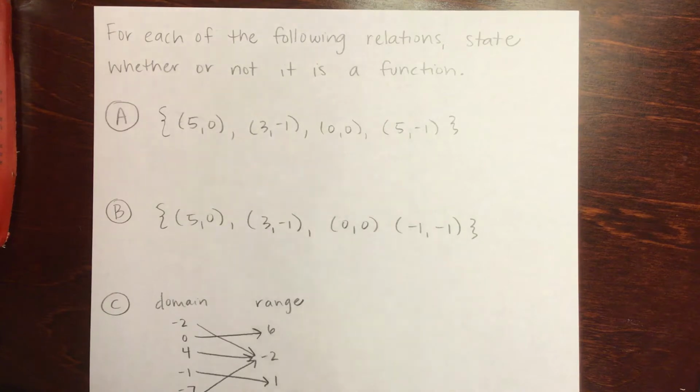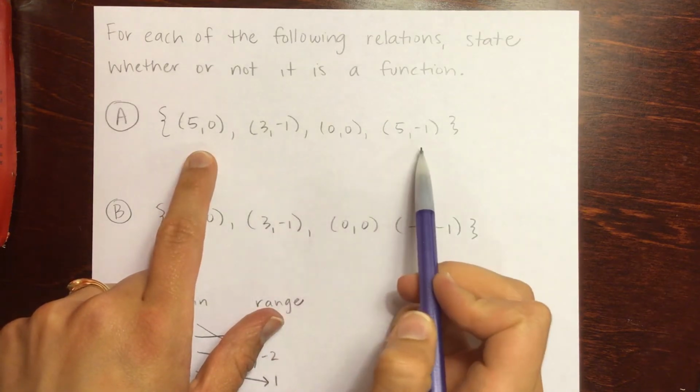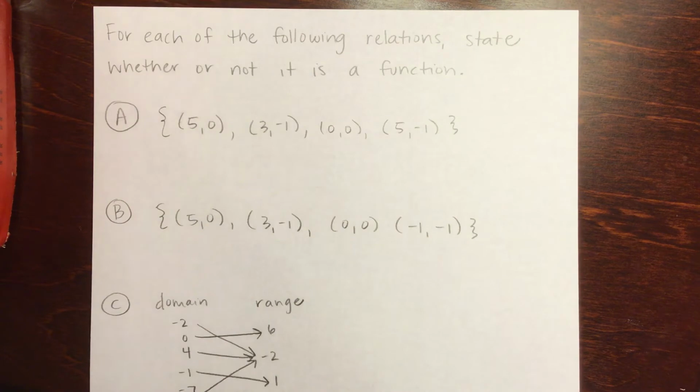Example A is a bunch of coordinate points. I've given you 4 coordinate points, and you just have to tell me whether this would create a function or not. Do not plot these and connect the dots or anything. They are 4 distinct coordinate points. It doesn't make a nice, pretty, smooth, connected graph.